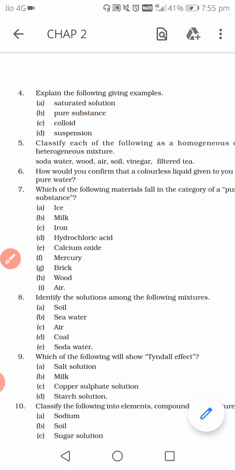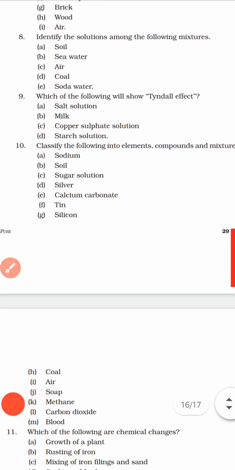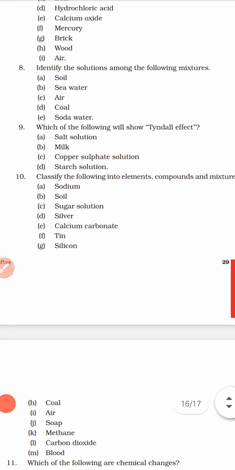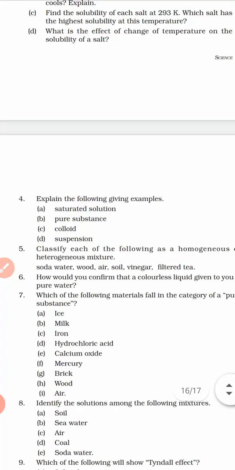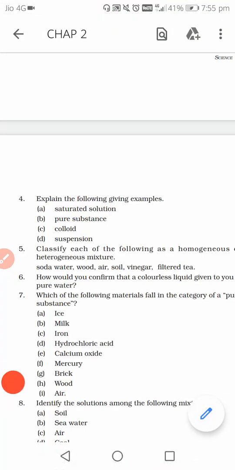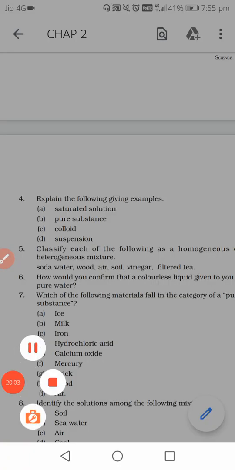And then question number 10 and 11, I told you that will be your homework. You try to find it out. If you find any difficulty, let me know. Okay, so this chapter is over. Then we will proceed to the next chapter.